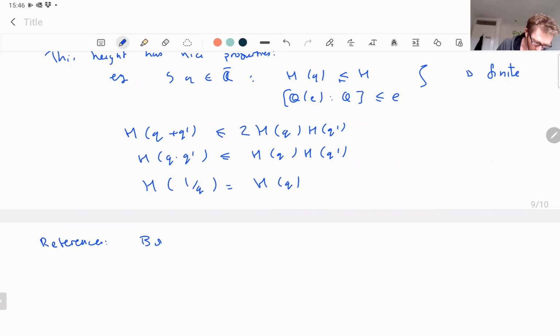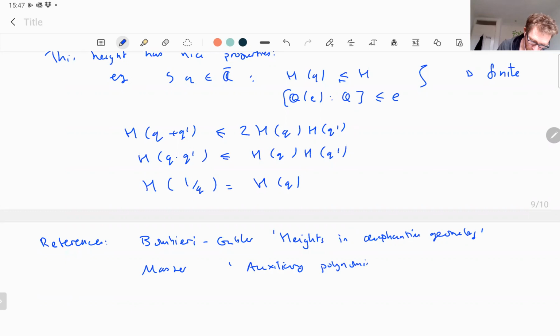So there's a book by Bombieri and Gubler called Heights in Diophantine Geometry. And there's a book by Masser called Auxiliary Polynomials in Number Theory, which has an unusual density of jokes for a number theory book.